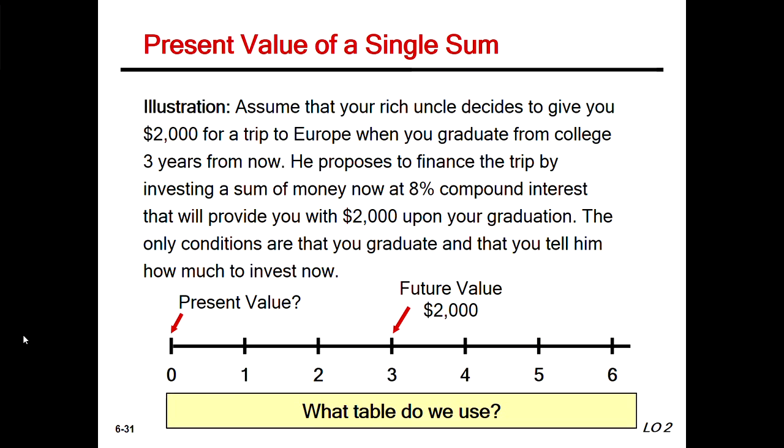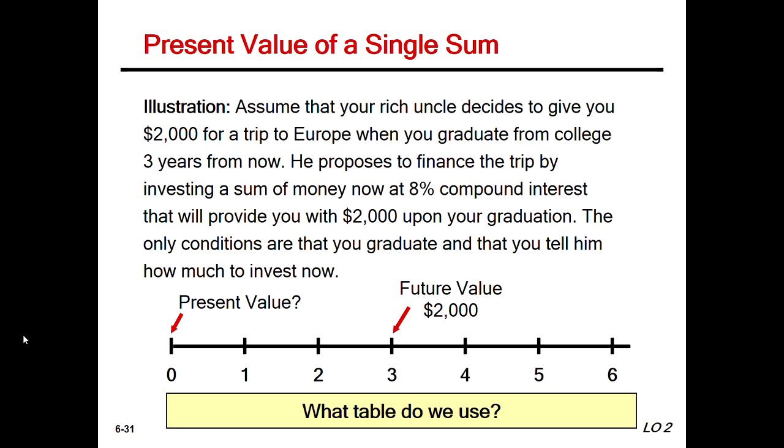Now, let's go through this problem. So assume that your rich uncle, don't we all wish we had a rich uncle? Assume your rich uncle decides to give you $2,000 for a trip to Europe when you graduate from college 3 years from now. He proposes to finance the trip by investing a sum of money now at 8% compound interest that will provide you with $2,000 upon your graduation. The only conditions are that you graduate and tell him how much to invest.